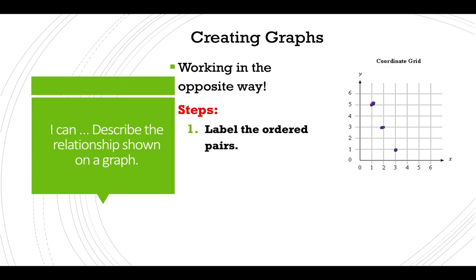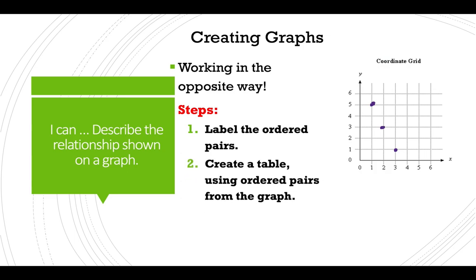Step number 1 is label the ordered pairs. Number 2, and I do suggest that you sketch this. If we were in class, I'd give you this little thingy, but just take a moment. You can pause me and then sketch this. The next thing is we create a table using the ordered pairs from the graph. Then we find the pattern rule. But I think today we're not going to find the pattern rule. We're just going to stop at creating the table.